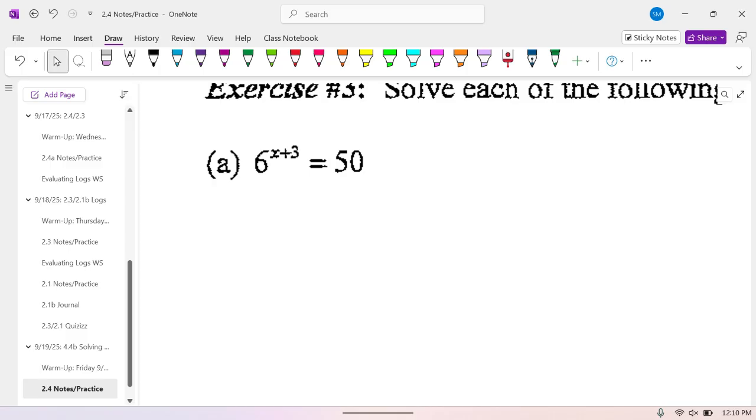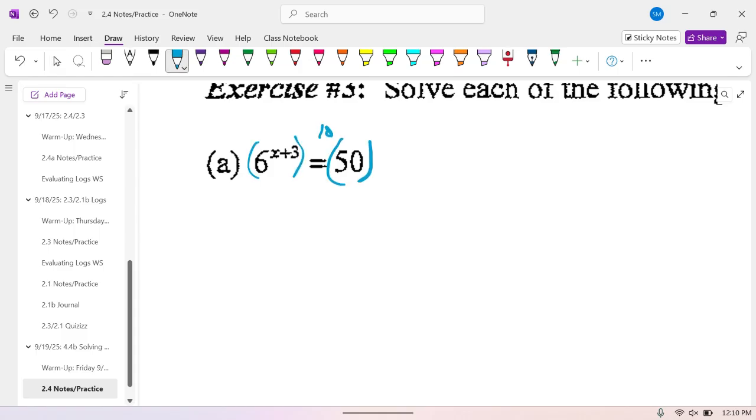All right, so with letter A, we're adding a 3 in our exponent. That's really not going to change anything with the process that we've already learned, except it's going to add one extra step at the end. The base is already by itself. There's nothing being multiplied or added to it. So we can go ahead and take the log of both sides.